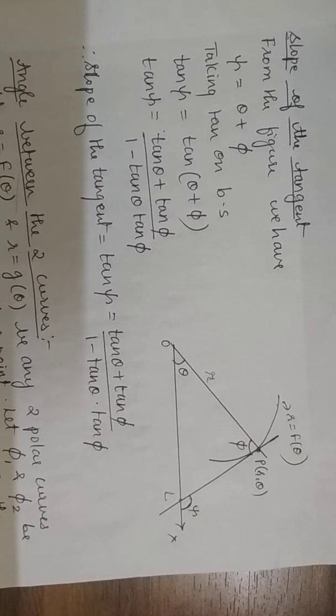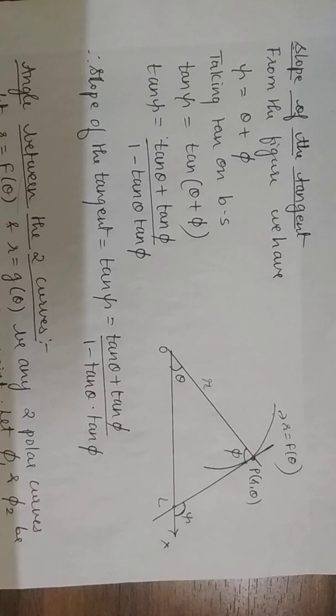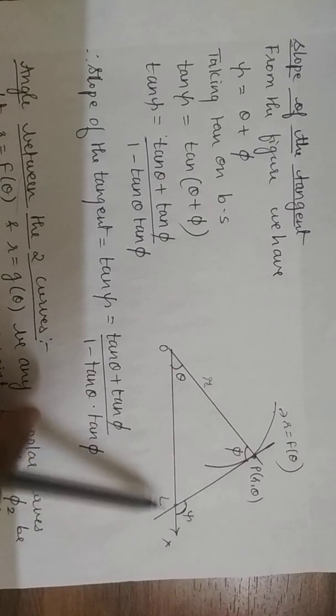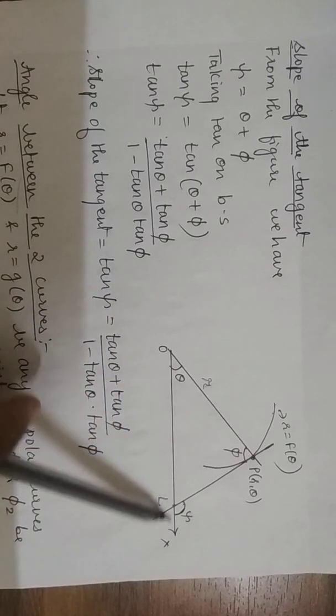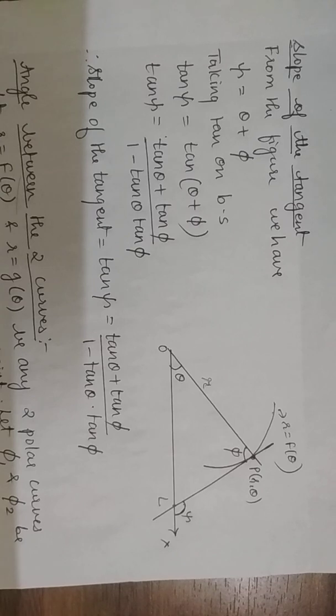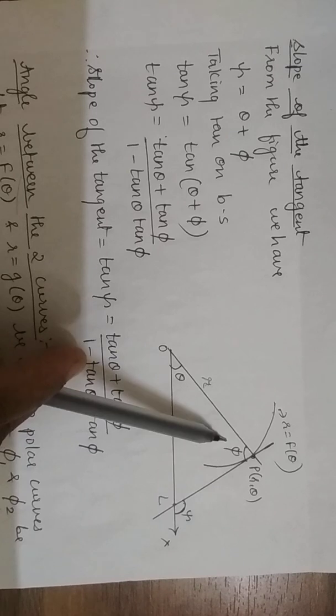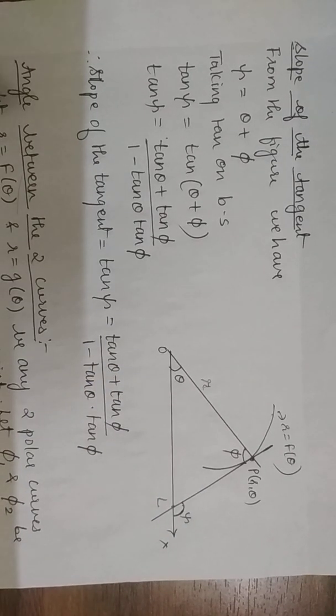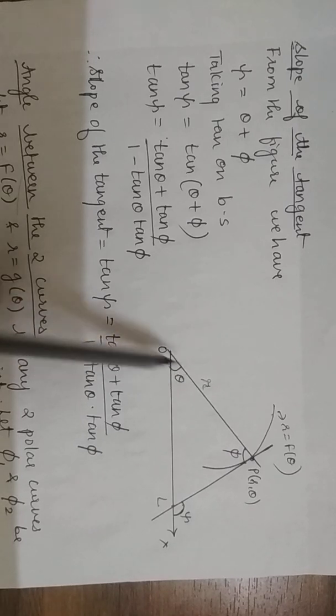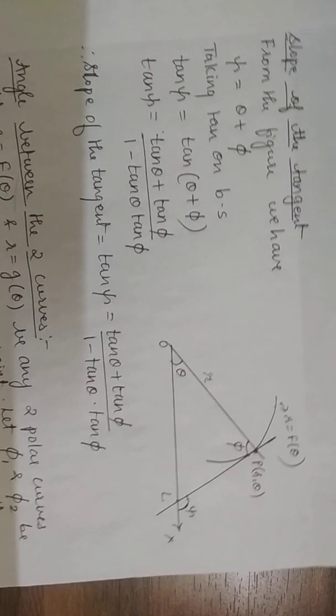So the tangent is cutting the initial line at the point L. Here it is subtending an angle of psi with the initial axis. Here the angle between the radius vector and the tangent is phi, which we have already come across a number of times. Theta is the angle between the radius vector and the initial axis.